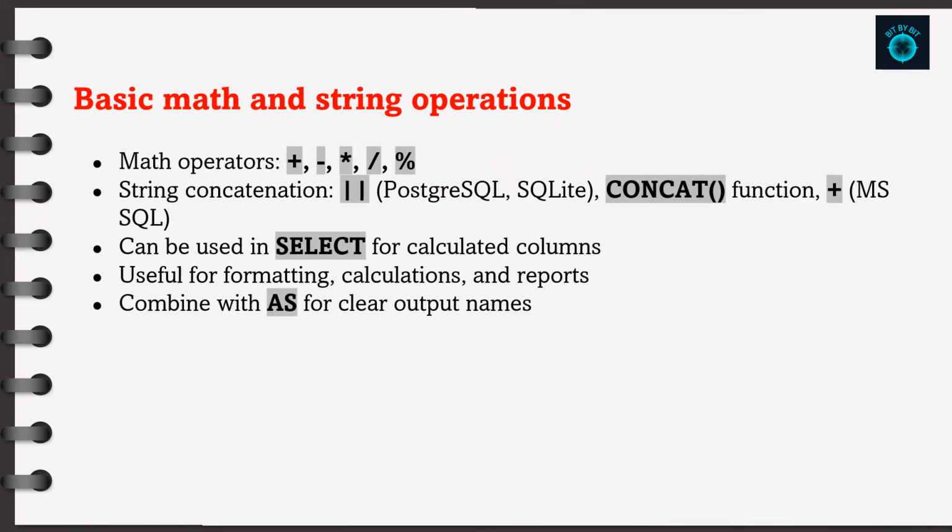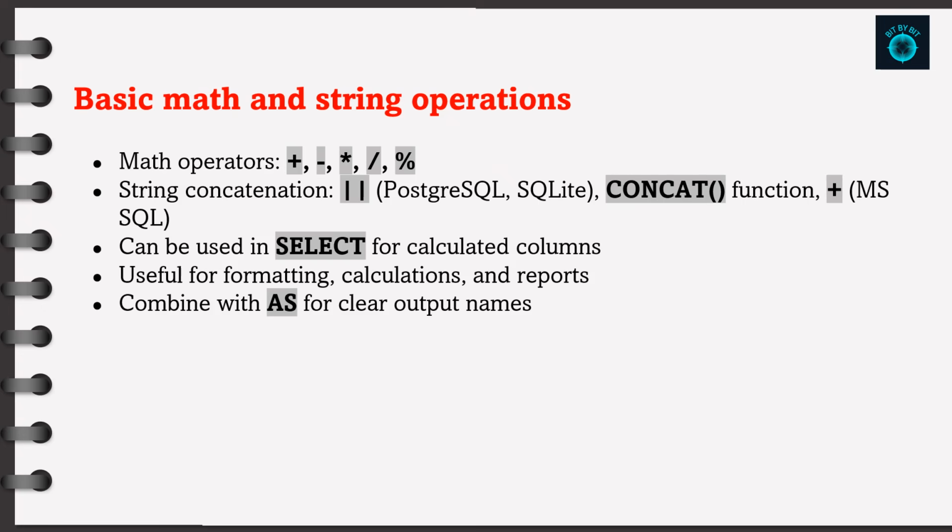Basic math and string operations. SQL lets you perform basic math and string operations directly in your queries. Math operators include plus for addition, minus for subtraction, star for multiplication, slash for division, and percent for modulo, which returns the remainder after division. You can use these operators in the select statement to create calculated columns. For example, multiplying a monthly salary by 12 to get an annual salary.